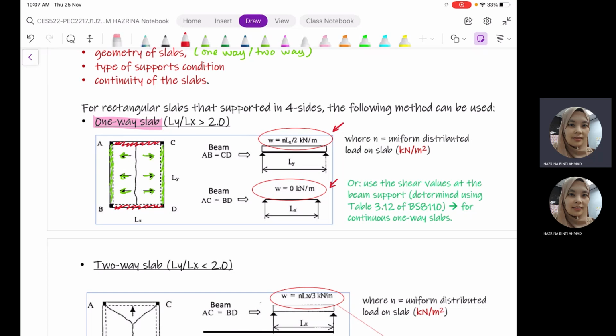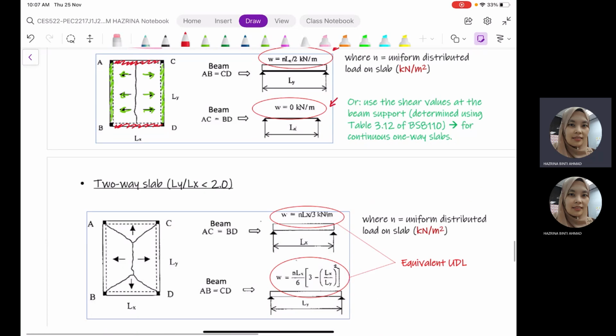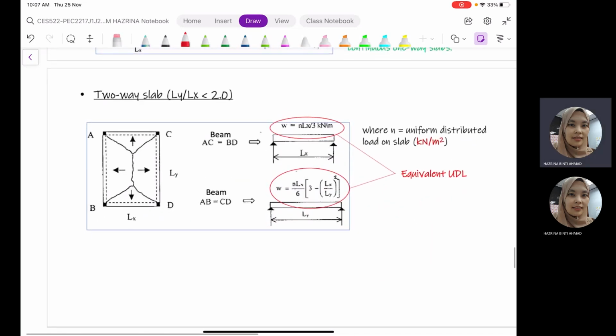So as for this, we are not going to have any loadings transferred from the slab, right? So you have to know this. You have to know the direction of the loadings. We can either use this basic calculation, or we can also use the shear values at the beam support, which is determined using table 3.12 of BS 8110. So that is for a one-way slab.